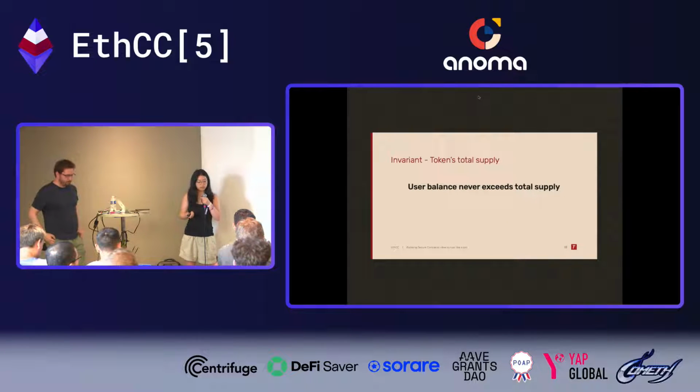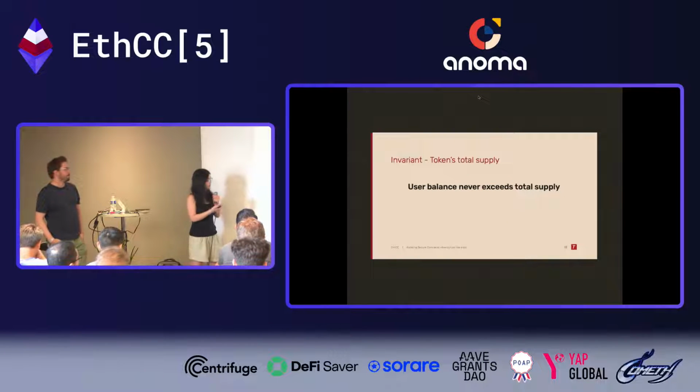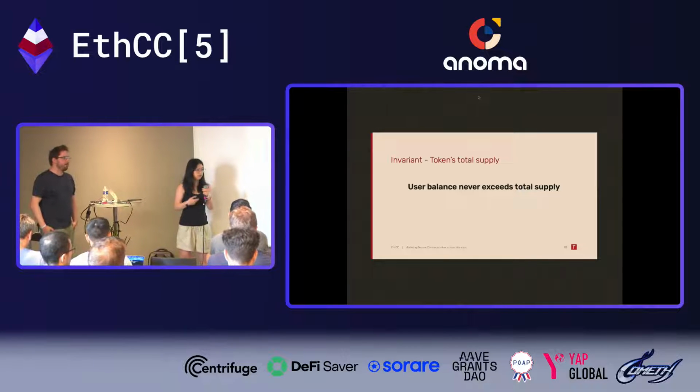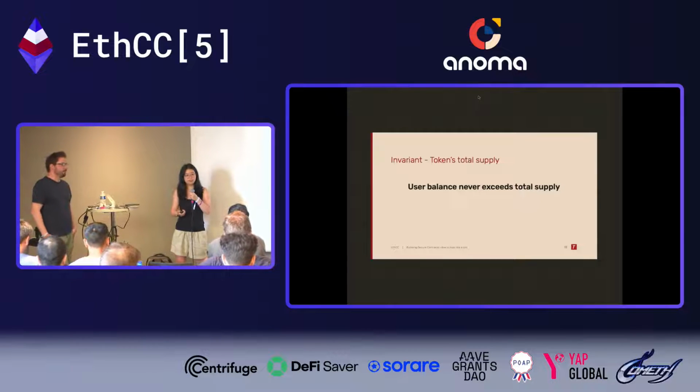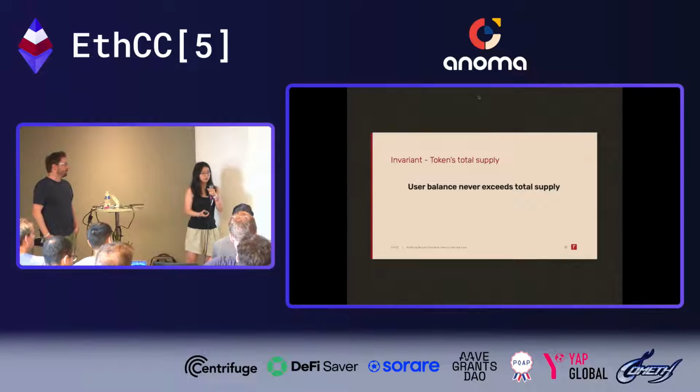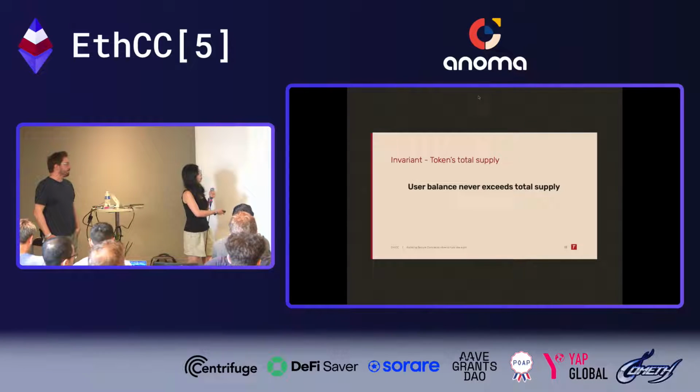One example is when you have a token, one invariant would be that a user balance should never exceed total supply. If it ever does exceed total supply, then you know there's a bug somewhere in your smart contract. Likely it's arithmetic, but it could be access controls, for example.